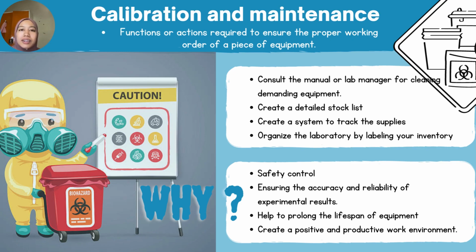Next, it is also important for ensuring the accuracy and reliability of experimental results. Well-maintained equipment is more likely to function properly and produce consistent and reliable results. This is essential for scientific research, as the validity of experiments and the conclusions drawn from them depend heavily on the accuracy and precision of the data that is collected.